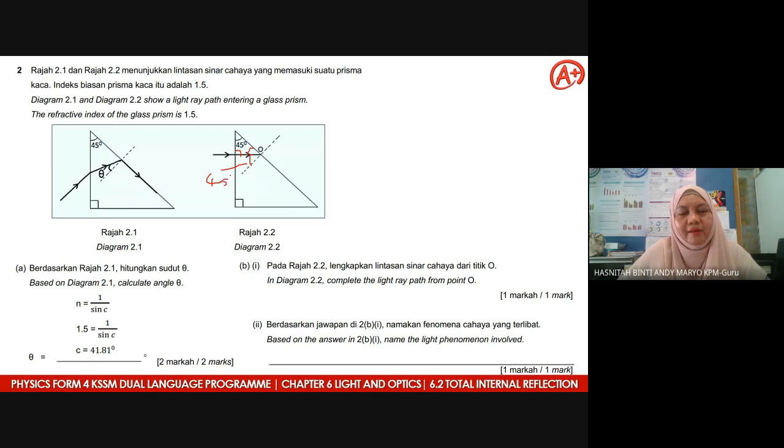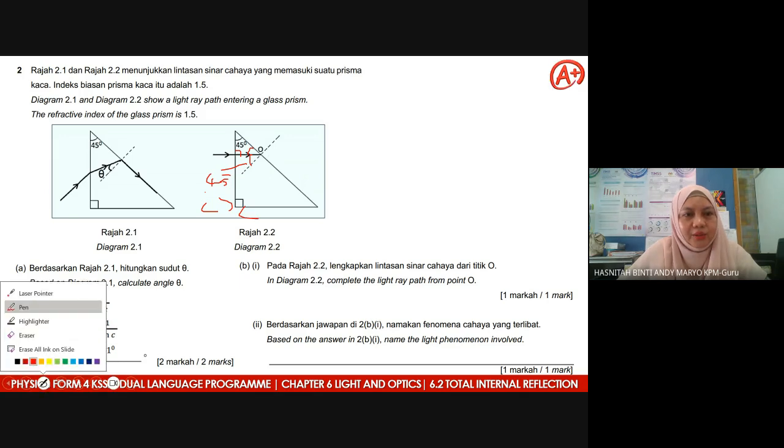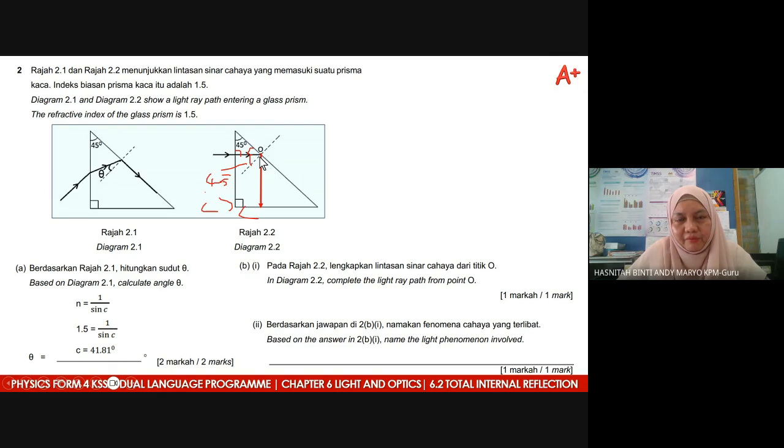So 45 degrees is greater than C. What happens? Total internal reflection occurs. Here I is greater than C, so total internal reflection occurs and it will be reflected downwards. So this is how we complete the ray diagram. Based on your answer in B1, what is the phenomenon involved? The light phenomenon involved is total internal reflection. So the idea of solving this question, the first idea, the clue is here.